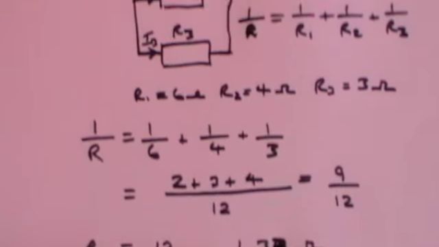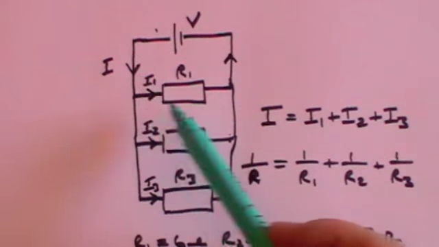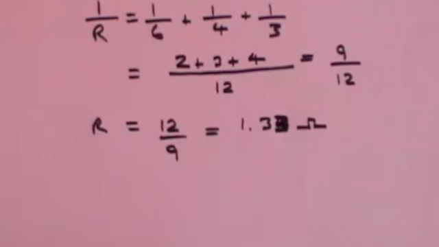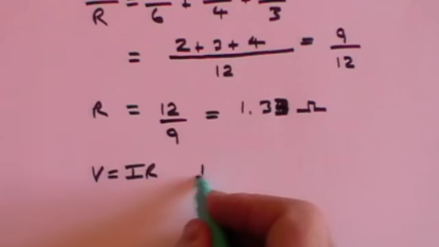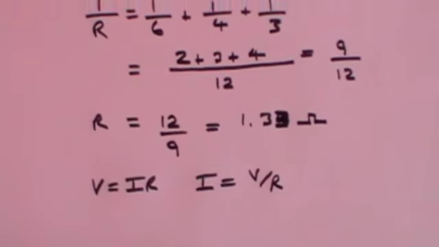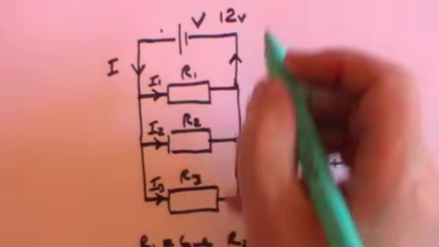So now we can work out what the total current is, the current from the battery before it splits up. The total current we can work out from Ohm's law again. V equals IR, so consequently I equals V over R. Let's suppose that the battery, which I didn't tell you, let's say that's a 12 volt battery.